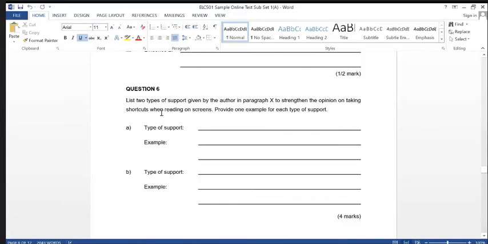Next, question 6. Question 6 is asking about types of support. What is a type of support? Can anybody help me here? What about you, Farah Shafika? Farah, can you name me one type of support that I have taught you in seminar 2? Evidence. Farah Shafika, please use your mic.